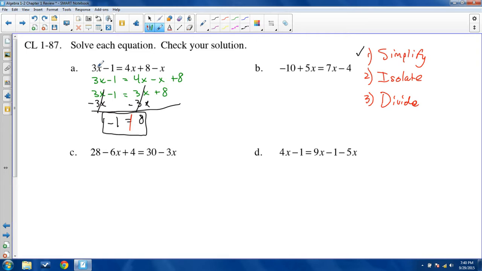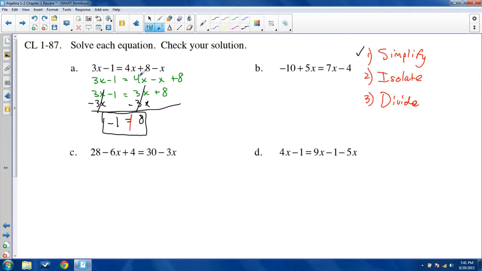If I substitute 0 for x, I'm literally going to get the statement negative 1 equals 8. If I substitute 1 for x, I'll get 3 times 1, which is 3, minus 1, which is 2. 4 times 1 is 4, plus 8 is 12, minus 1 is 11. This will say 2 equals 11. Also a false statement. 11 is 9 greater than 2, just like 8 is 9 greater than negative 1.